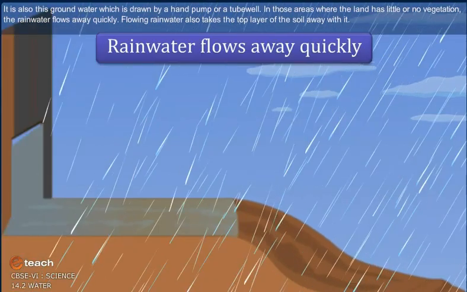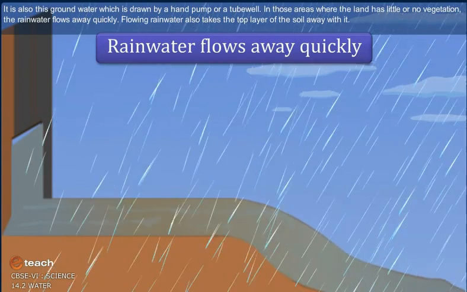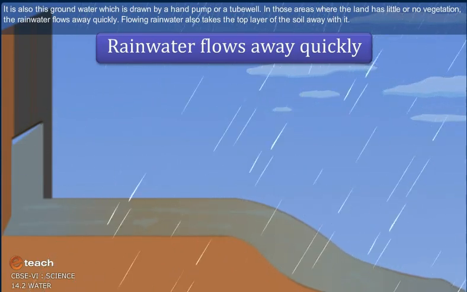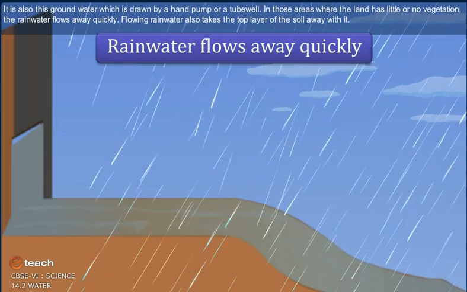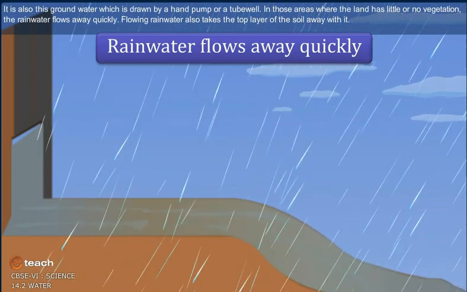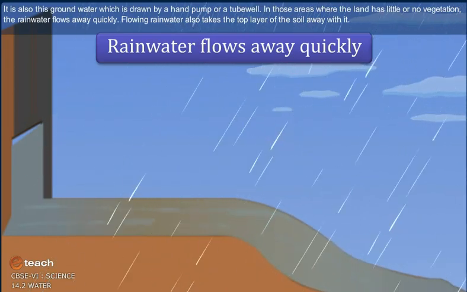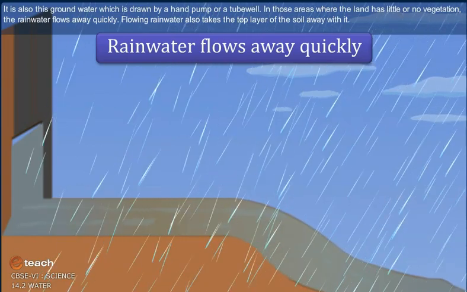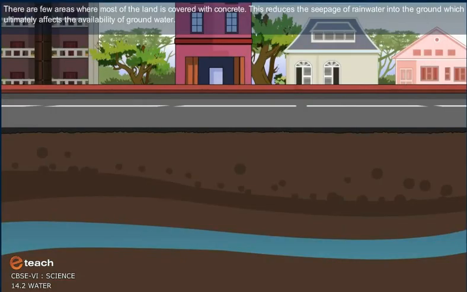In those areas where the land has little or no vegetation, the rainwater flows away quickly. Flowing rainwater also takes the top layer of the soil away with it. There are few areas where most of the land is covered with concrete. This reduces the seepage of rainwater into the ground, which ultimately affects the availability of groundwater.